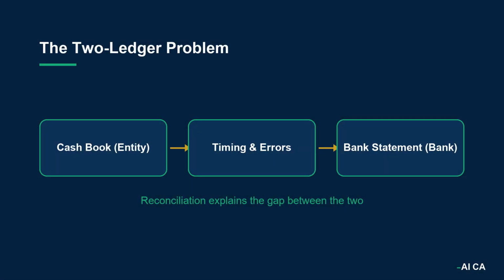The core problem is simple. You have two independent records of the same cash account, your cash book and the bank statement, and they almost never agree at month end. That disagreement is not an error in itself. It is the normal result of timing differences and information gaps between you and your bank. The reconciliation's job is to explain every single cent of the gap.